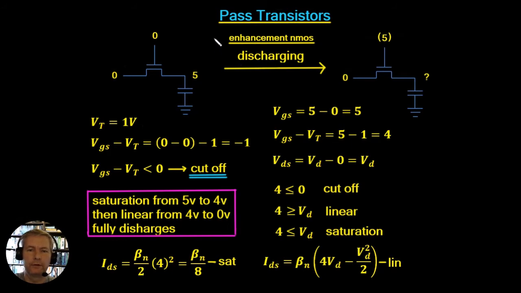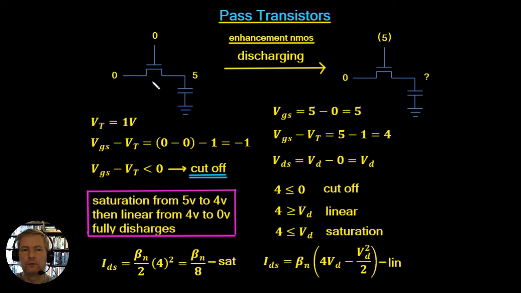In this example, we're going to look at the enhancement NMOS device again, but this time it's going to be discharging, as opposed to the previous example where it was charging a capacitor. Let's say we've got the gate sitting at 0 volts, this side sitting at 0 volts, and a capacitor which is already charged up to 5 volts. In the previous one, the capacitor was originally at 0 volts and we charged it up. But this time the capacitor already has 5 volts on it, and we're going to discharge it through the transistor.